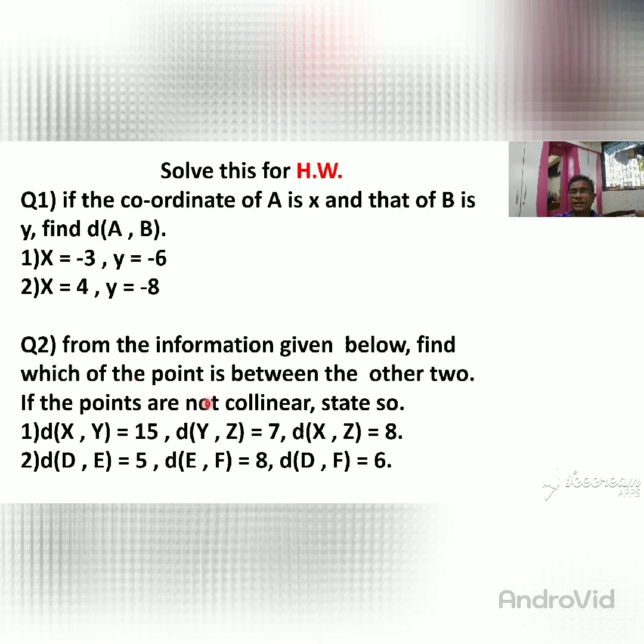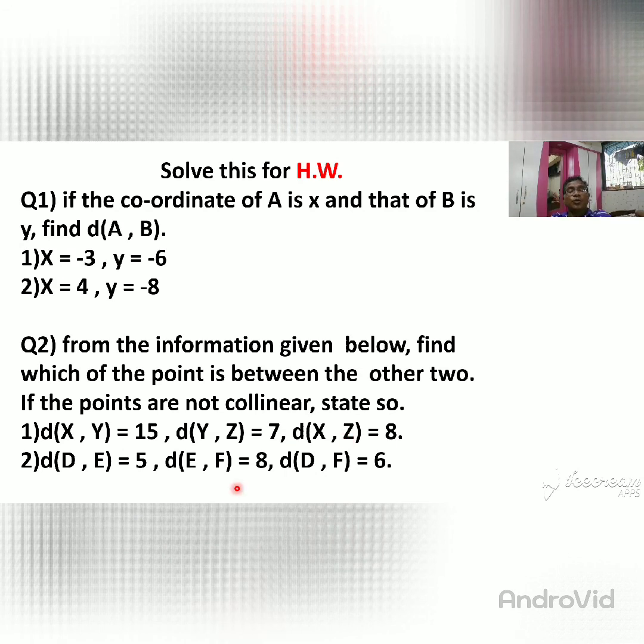Then the second problem: write down whether they are collinear or non-collinear. Which is the bigger number? 15. So first we write distance XY is equal to 15. The smaller ones are distance YZ and distance XZ. We do the sum 7 plus 8 and get 15. So both are the same. That means they are collinear because the sum is the same.